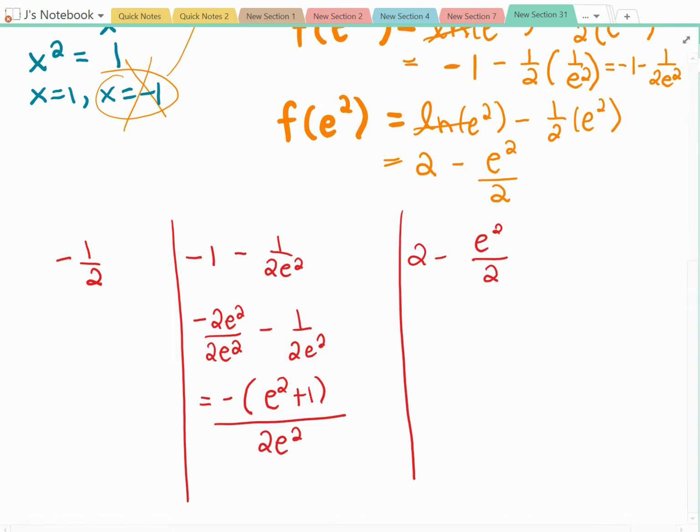I'll do the same for this second. Bring that to a common denominator, multiply top and bottom of the first piece by 2. So I'll have 4 over 2 minus e squared over 2. And that's going to be 4 minus e squared all over 2.